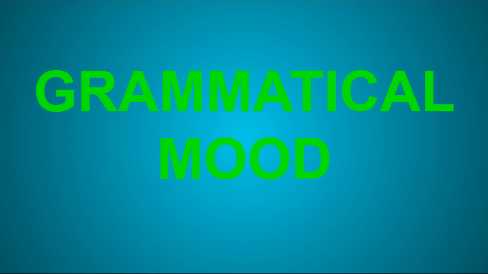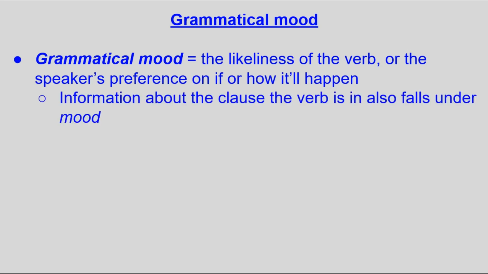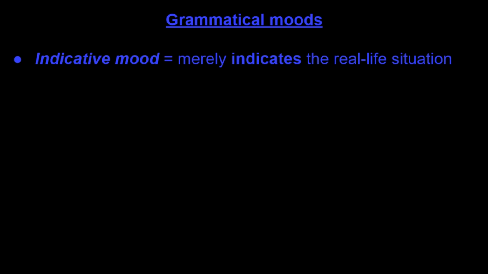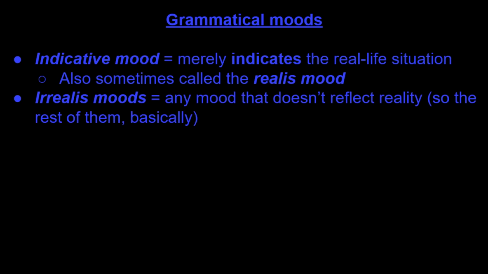Moving on, now we'll talk about the M in TAM, the mood. Grammatical mood is a verb feature that indicates the likeliness of the verb, or just the speaker's feelings on if or how it'll happen. There may also be information on the clause the verb is in, which is something we'll get to. The most basic mood is the indicative mood, which is just the mood you use when you're saying what's going on. You're indicating it. It's also sometimes called the realis mood, referring to how it's the real-life situation, but this is mostly used to contrast it with the large category called irrealis mood, which covers a bunch of moods that don't reflect reality.